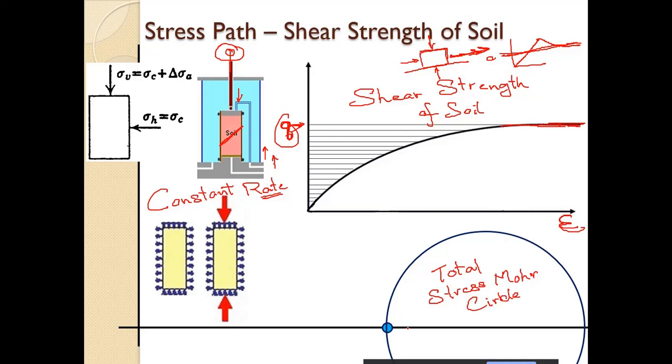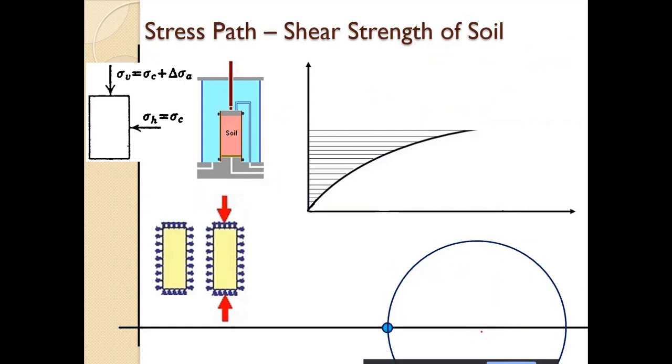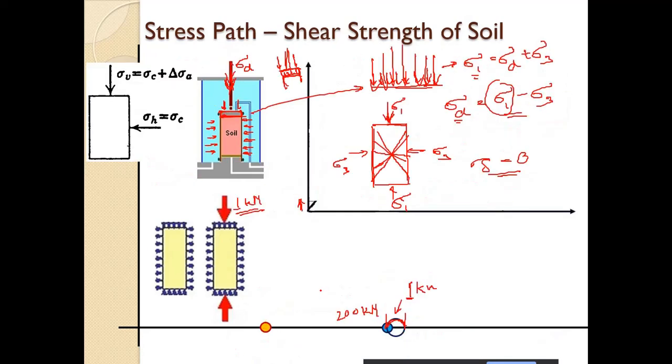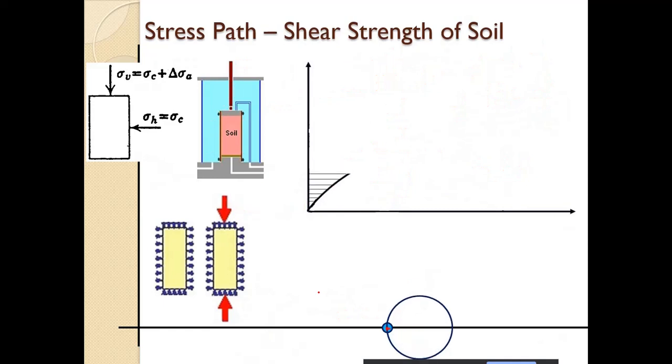We should not consider this total stress Mohr circle. All right, so this is the total stress Mohr circle at failure, at failure of the soil. So it cannot take any more load. This is the condition in the soil element when we are increasing the load. It is going on increasing, and the load and the strain are increasing.